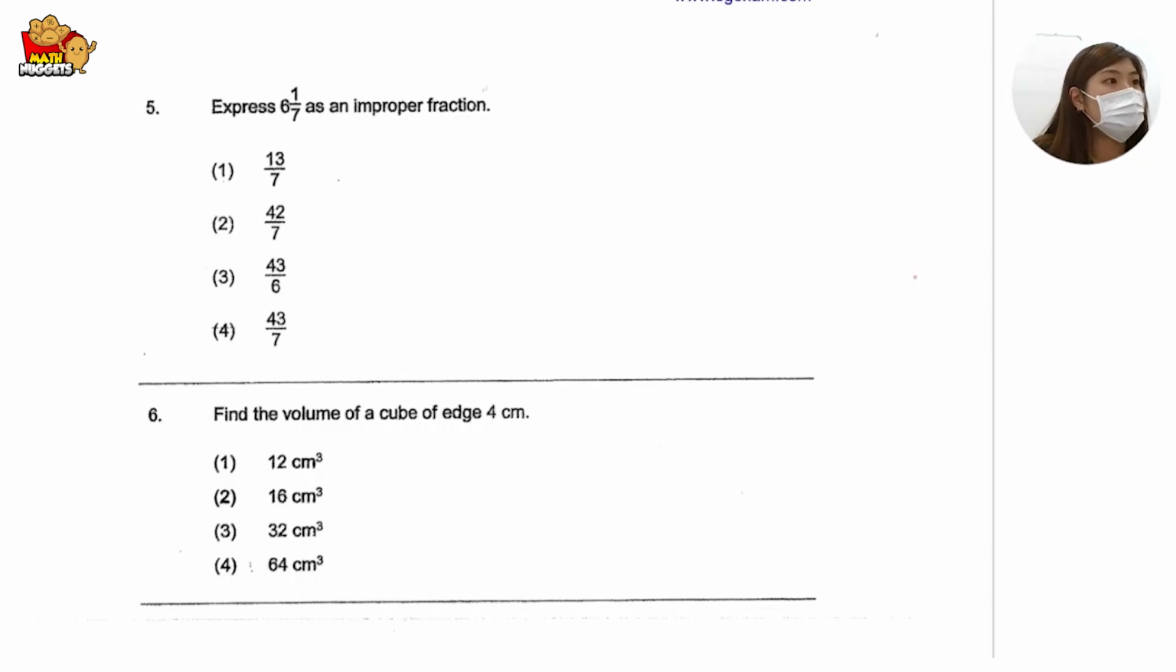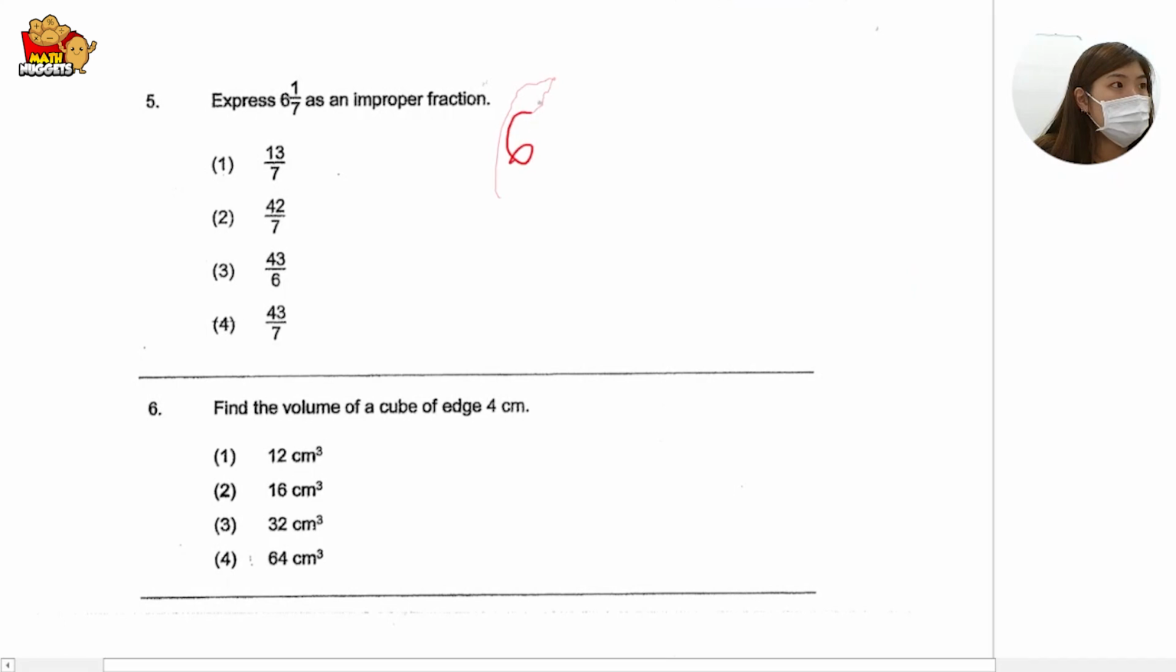The next question. Express 6 and 1 over 7 as an improper fraction. First step, improper fraction. 6 times 7 gives you 42. And 42 plus 1 gives you 43. So your improper fraction will be 43 over 7. And your answer would be option number 4. Then we move on to the next one.